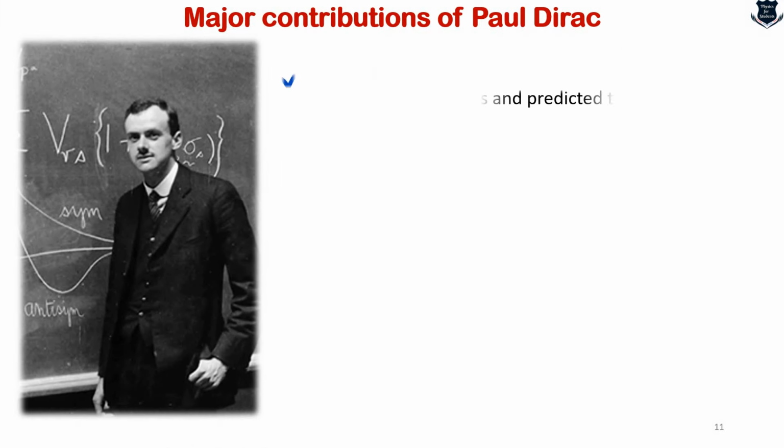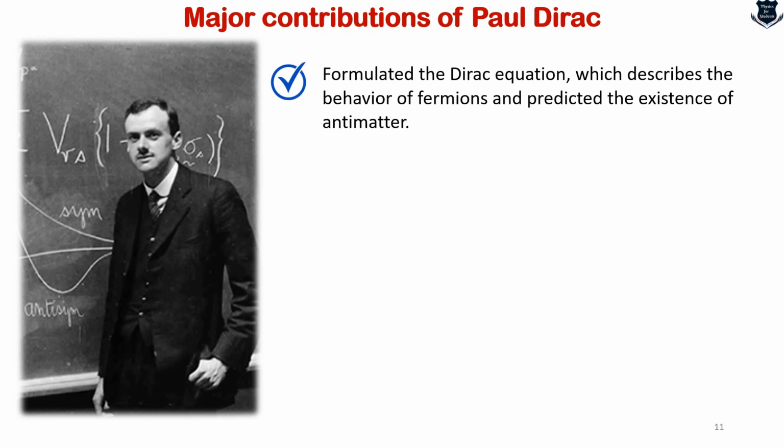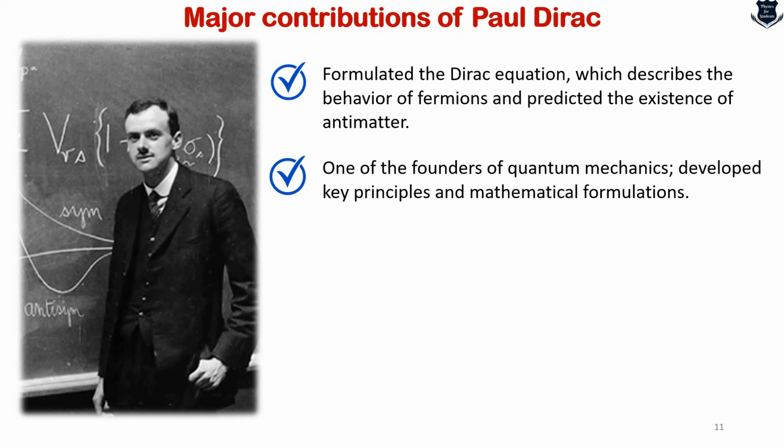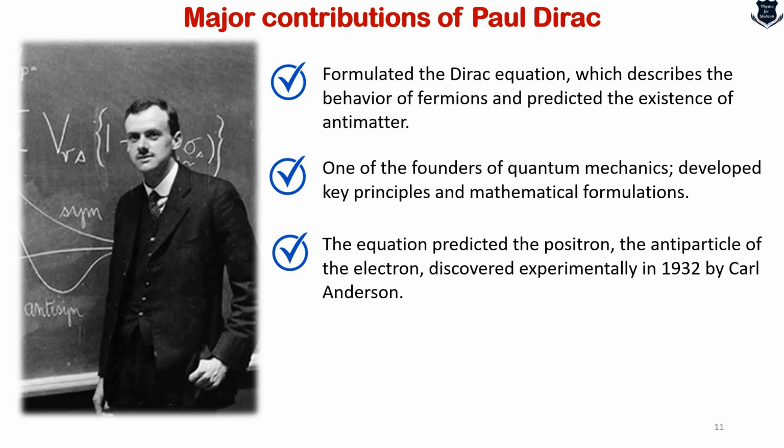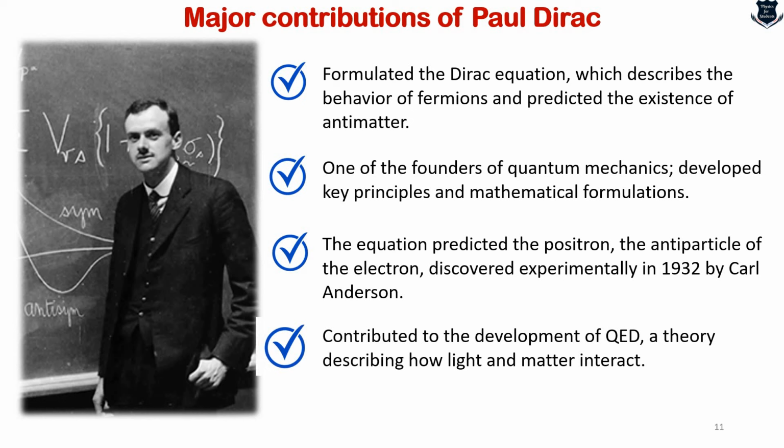Now, as we know, he formulated the Dirac equation, which showed a lot of things. We are going to cover this, but it actually describes the fermions and predicted the existence of antimatter. Remember, when Paul Dirac framed this equation, he thought that his equations were wrong. He is considered to be one of the founders of quantum mechanics, and he developed key principles of mathematical formulations. The equation predicted the positron, which was the antiparticle of the electron, and it was experimentally discovered later by Carl Anderson. He contributed to the development of quantum electrodynamics, a theory describing how light and matter interact.